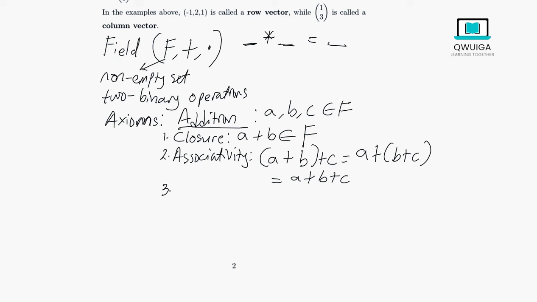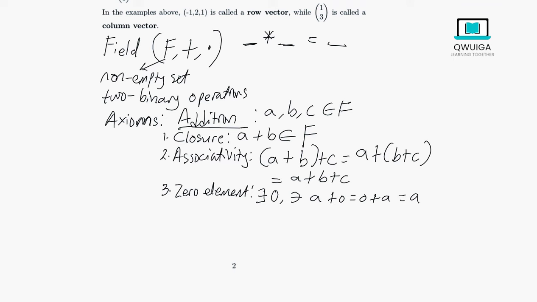Another axiom to be satisfied is that of the zero element. There must exist an element 0 such that for any element a in the field, a plus 0 equals 0 plus a, and gives you a once again. So when you operate any element with 0, it leaves the element unchanged. That 0 element must be part of the elements in the field.